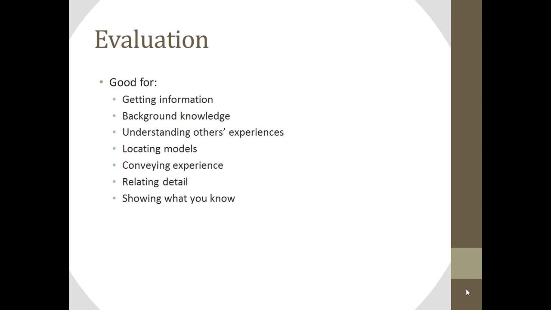Now, what is it good for? We're going to use it for getting information. That's our main purpose, is getting information, getting background. We look at informative pieces of writing, things that are primarily informative for those reasons. We often look at it to understand others' experiences. That's why we read Elie Wiesel's Night, because we want to understand and we want to hear someone's account of the facts of what they experienced, the facts of their emotions. We use it to locate models, examples of the things we're trying to learn about. We might write this way to convey our own experience, to relate detail to someone that we think they should know, and to show someone, like for instance, your teacher, about what you know about a topic.